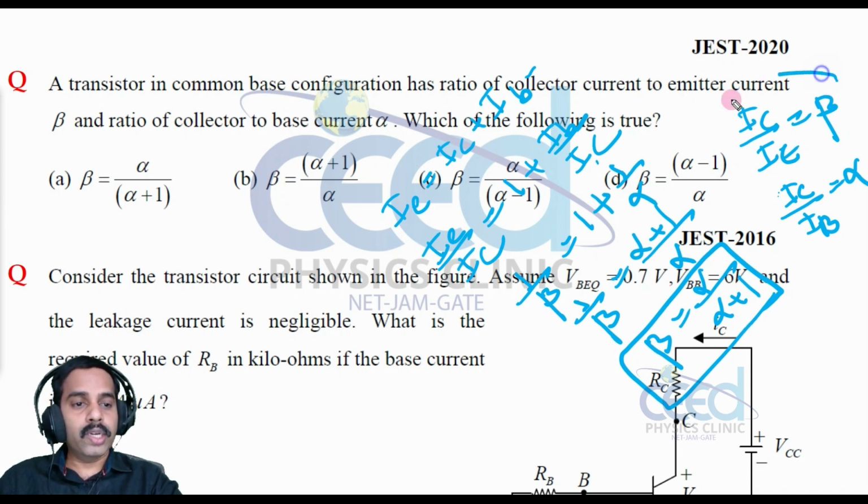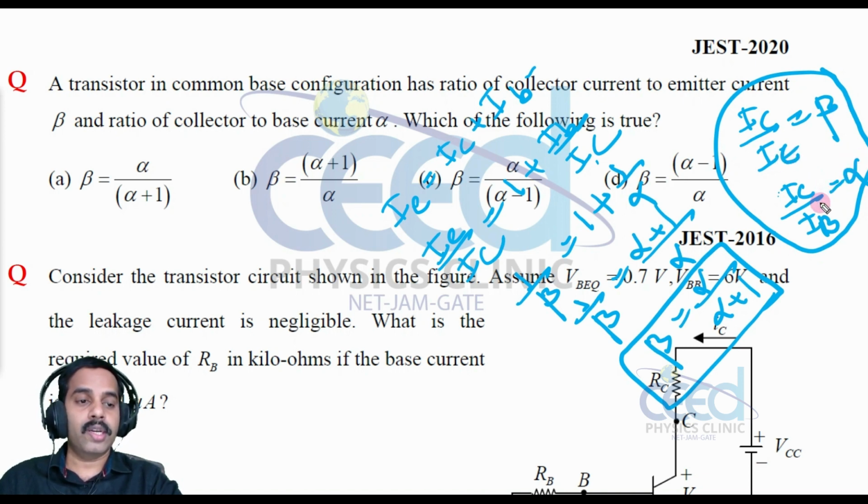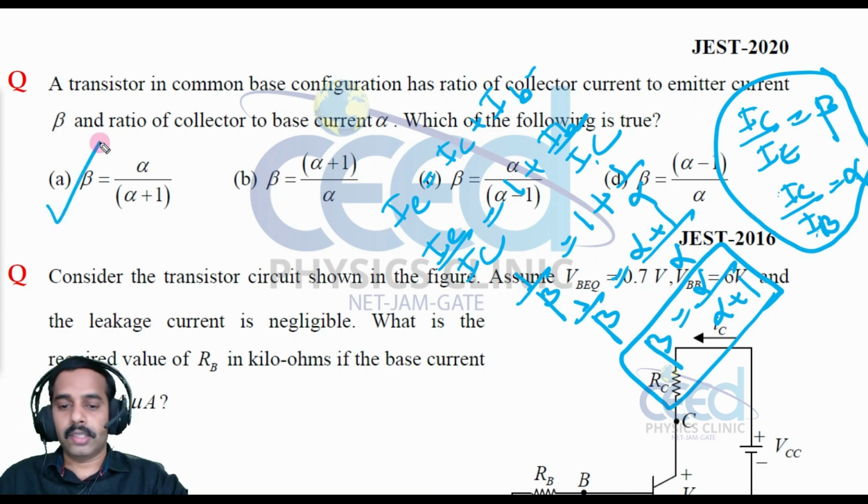According to the given option, actually we have studied in the reverse order. For an NPN transistor in common emitter connection, beta is IC by IB, and in common base connection alpha is IC by IE. To confuse you, they have defined the parameters the other way. So don't get confused. Beta is equal to alpha divided by alpha plus 1 as per the given question, right? So option A is correct.